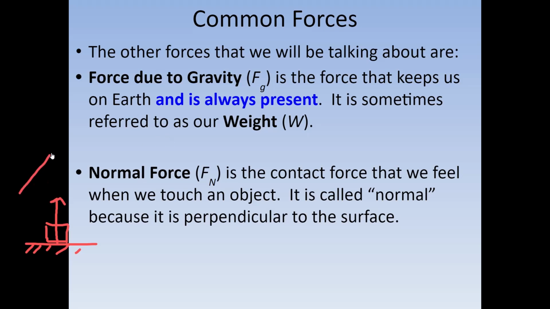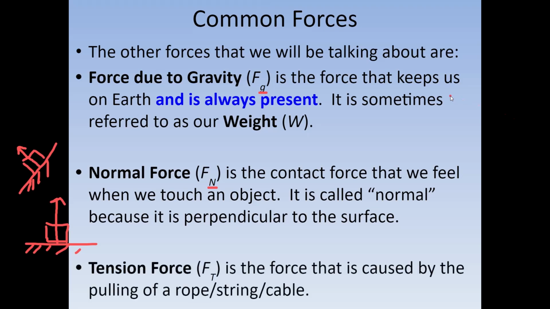If this was on a ramp instead, it would do the same thing. We'd have our object like this, and it would act normal to the surface, perpendicular to the surface. One thing to point out is that notice how these have subscripts. Every force is F, but there's a subscript attached to it to tell us what specific force it is.